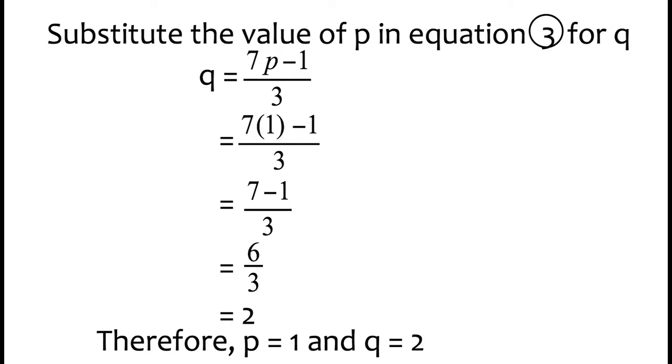What is 7 times 1? The answer is 7. Then minus 1 over 3. And what is 7 minus 1? 7 minus 1, the answer is 6. 6 divided by 3 gives you 2. Therefore, our p equals 1 and our q equals 2.